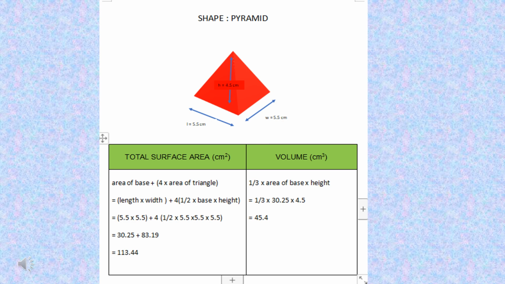This is the shape of a pyramid. To determine the total surface area, I use area of base plus 4 times area of triangle. For the volume of a pyramid, I use 1/3 times area of base times height.